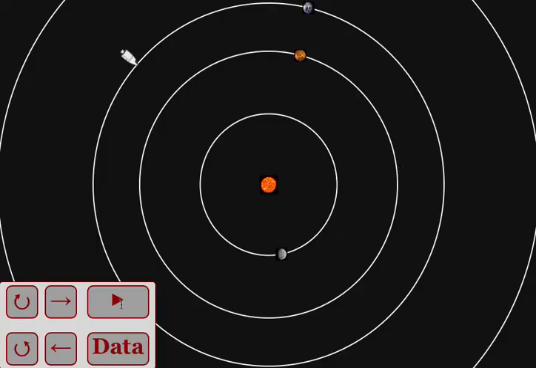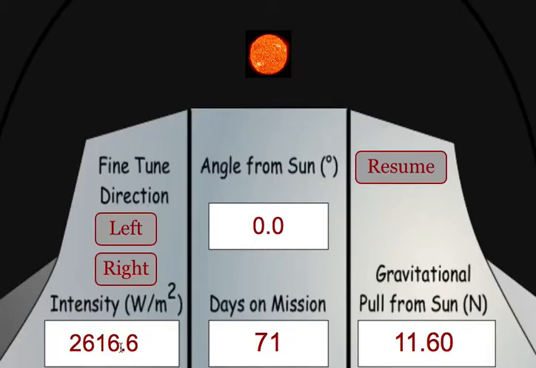Okay, students can then resume the simulation, move on to the next orbit, pause again when the nose of their ship touches the orbit, and again record the intensity of the sunlight or the gravitational attraction from the sun.